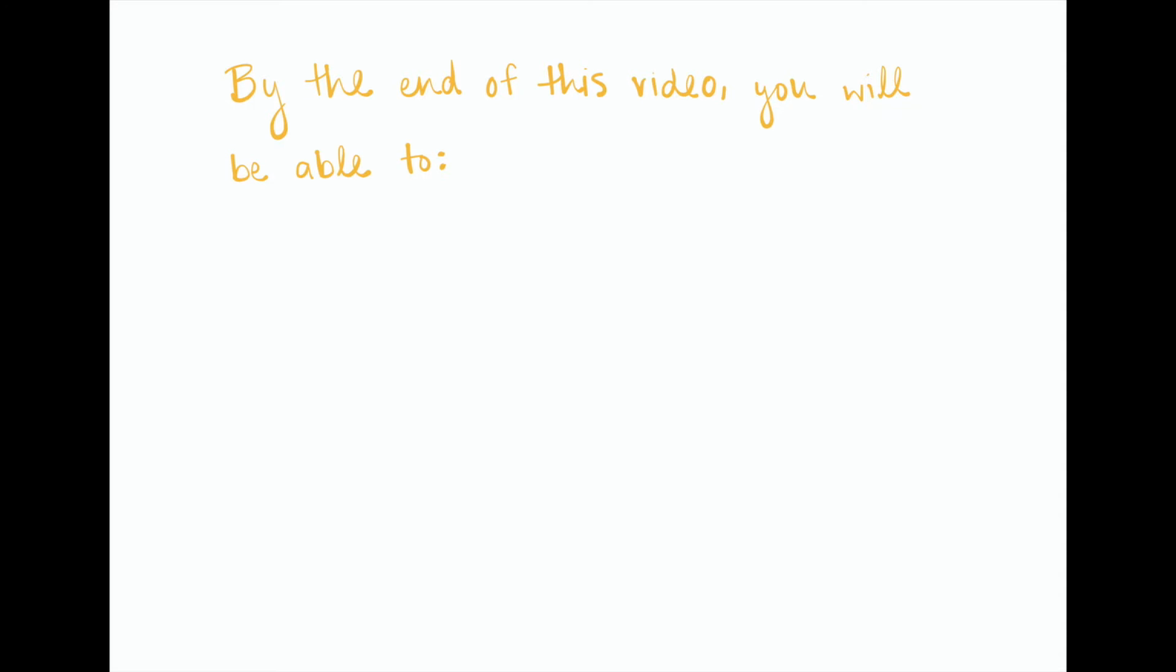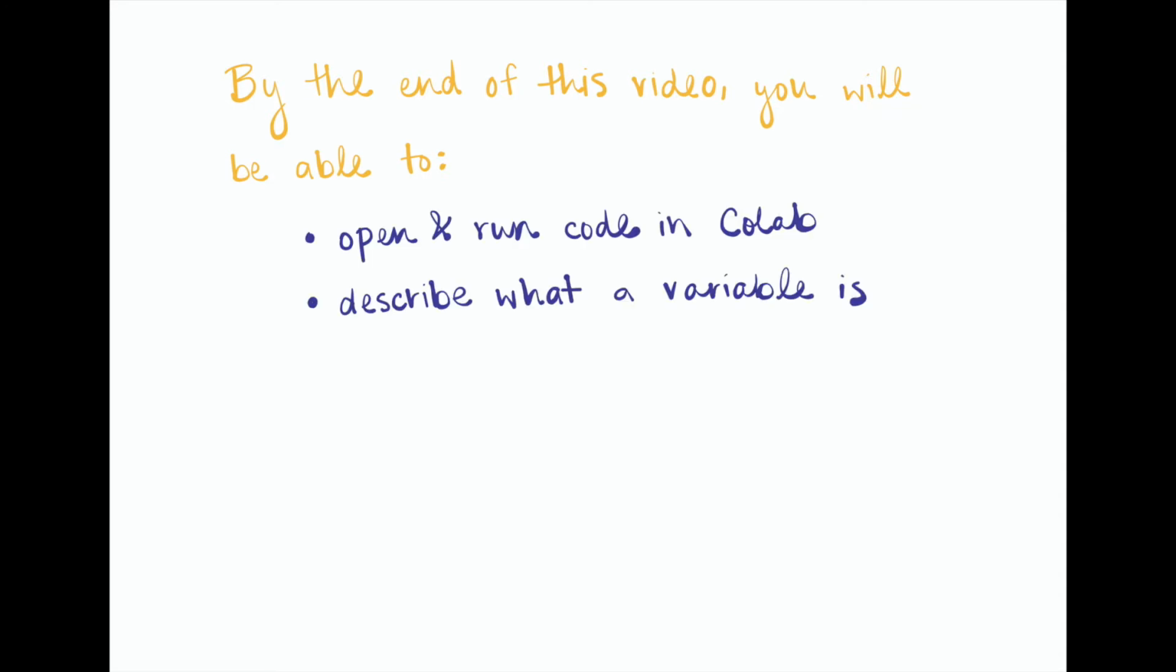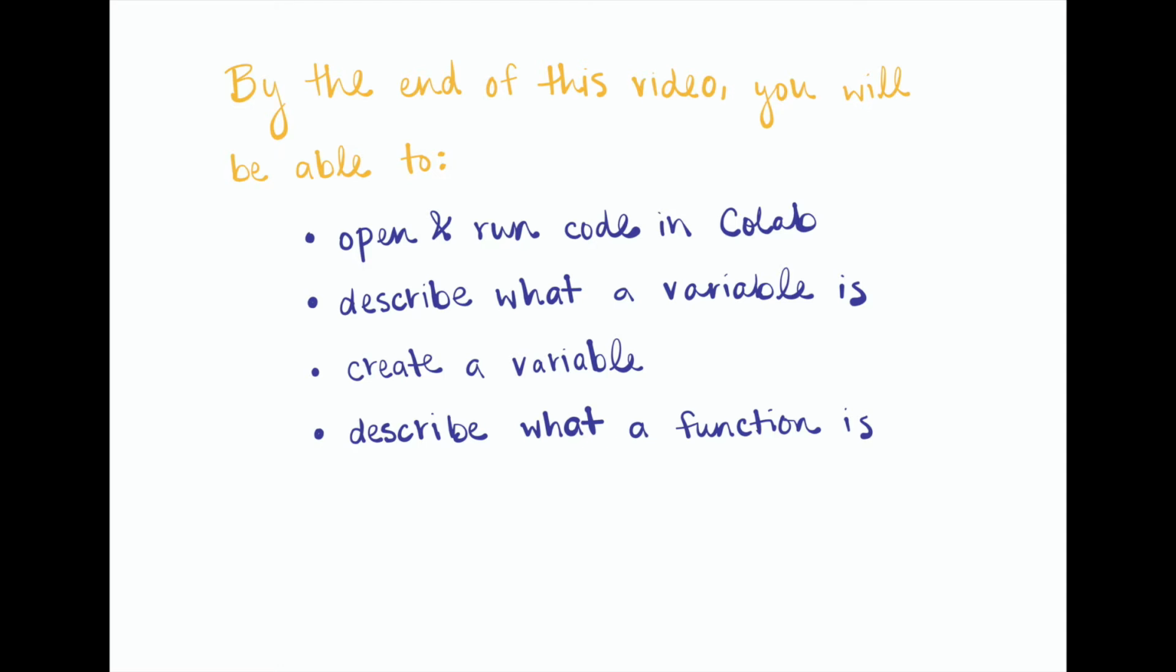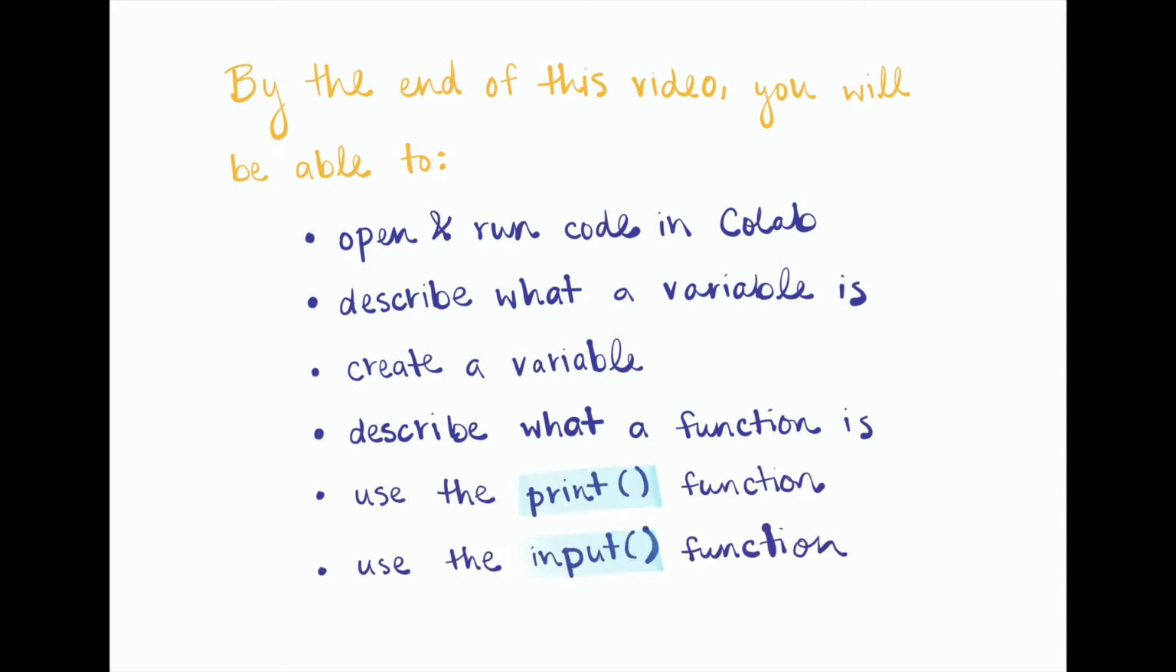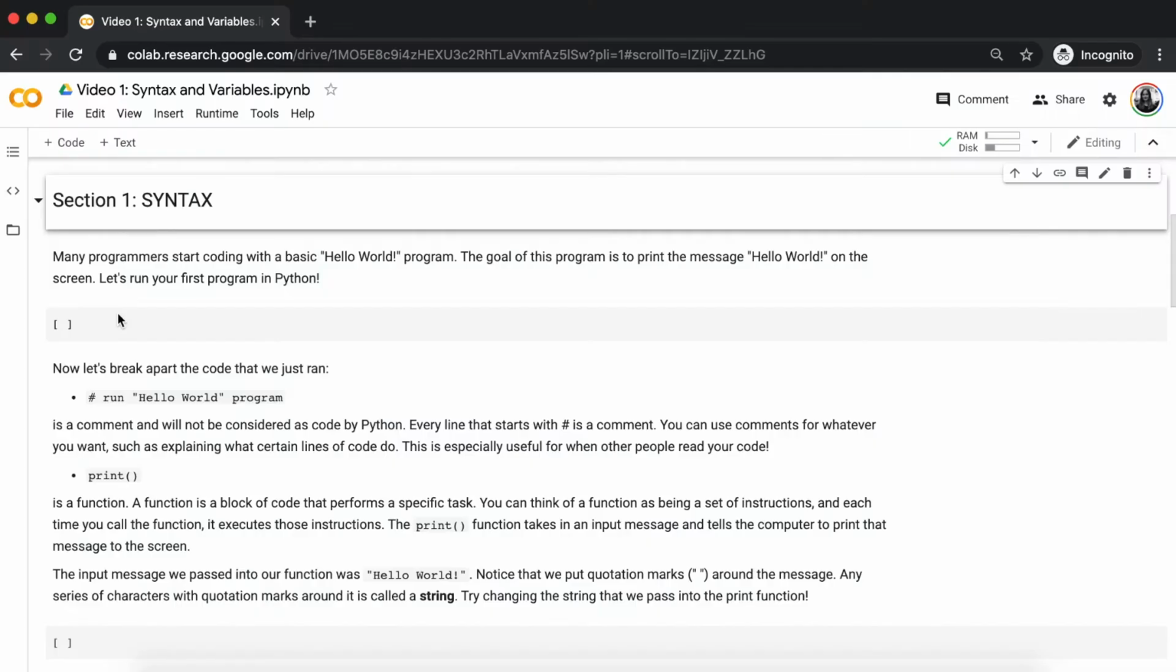By the end of this video, you will be able to open and run code in Colab, describe what a variable is, create a variable using the assignment operator, describe what a function is, use the print function to print a message to the screen, and finally, use the input function to prompt the user to type in a message. Let's get started.